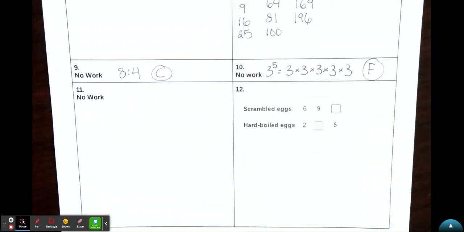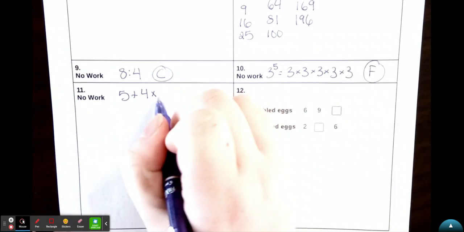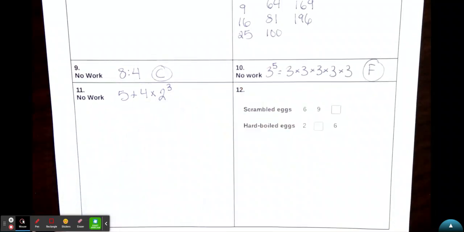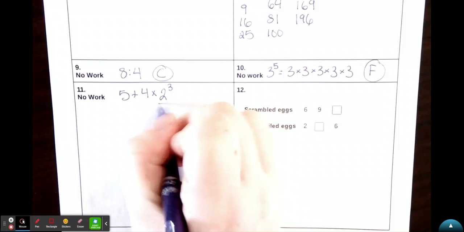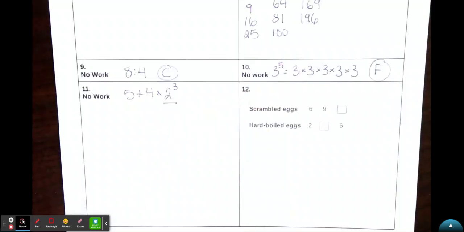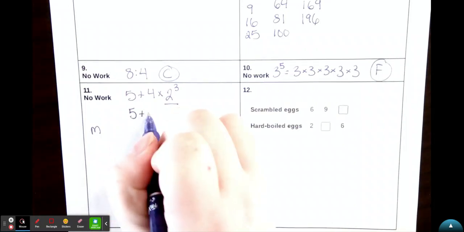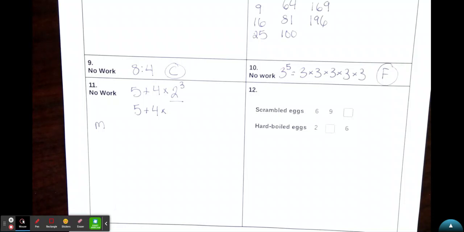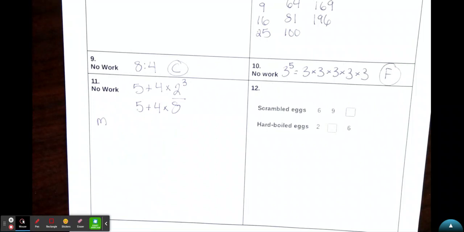Number 11 says no work to show. It says, what is the correct order when evaluating 5 plus 4 times 2 to the power of 3? Okay, so what would be the first step? The exponent, which means we would evaluate 2 to the power of 3. That is m. After we do that, what would we do? So we would get 5 plus 4 times 2 times 2 times 2 is what? 8. Okay, what would I do next? 5 plus 4 or 4 times 8? 4 times 8. So multiply 4 and 8. That is what? P?